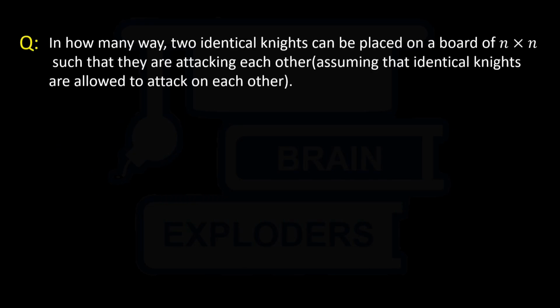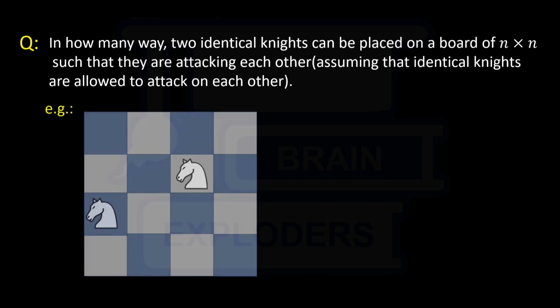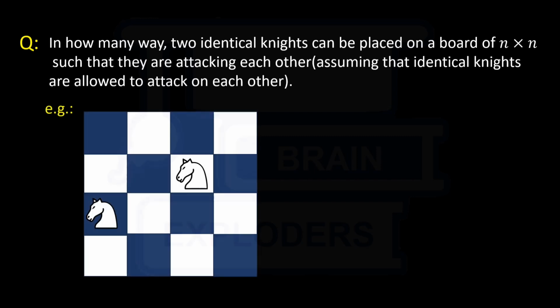In how many ways can two identical knights be placed on a board of n cross n such that they are attacking each other, assuming that identical knights are allowed to attack each other? For example, on this board these two knights are attacking each other because one can go two steps like this and then one like this to attack that knight.